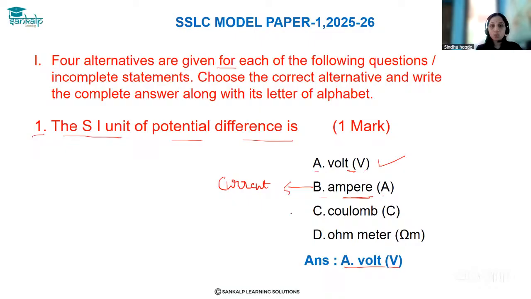Option C is also wrong because coulomb is the unit of charge. It is not the unit of potential difference. And option D is also wrong because ohm meter is the unit of resistivity. So option A, volt V, is the correct answer. Thank you.